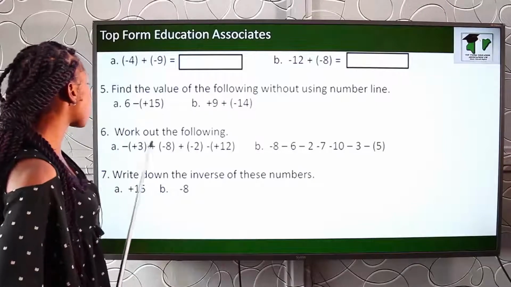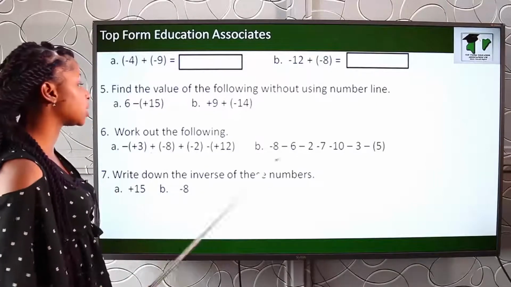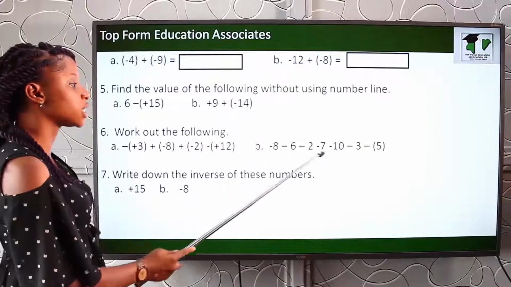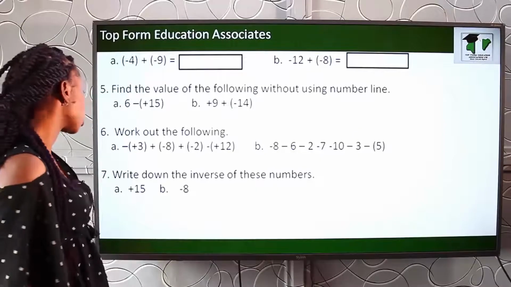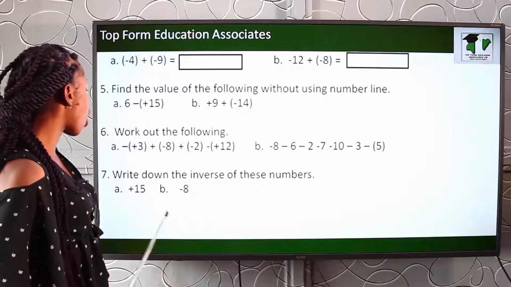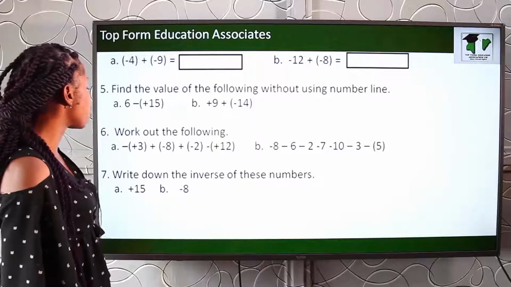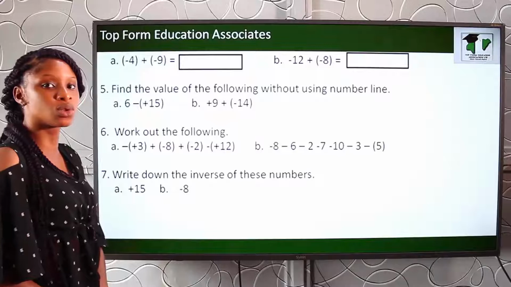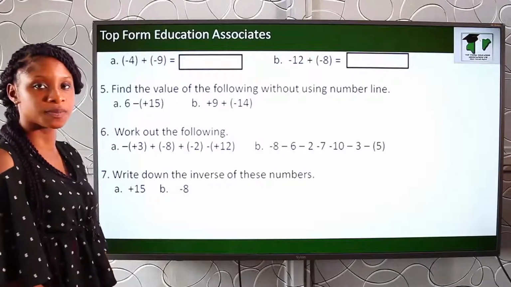Number 6, work out the following, A and B. Remember, this is a set of negative numbers, so you should know what to do. Number 7, write down the inverse of these numbers. I'm going to give us a few seconds to do these evaluations.